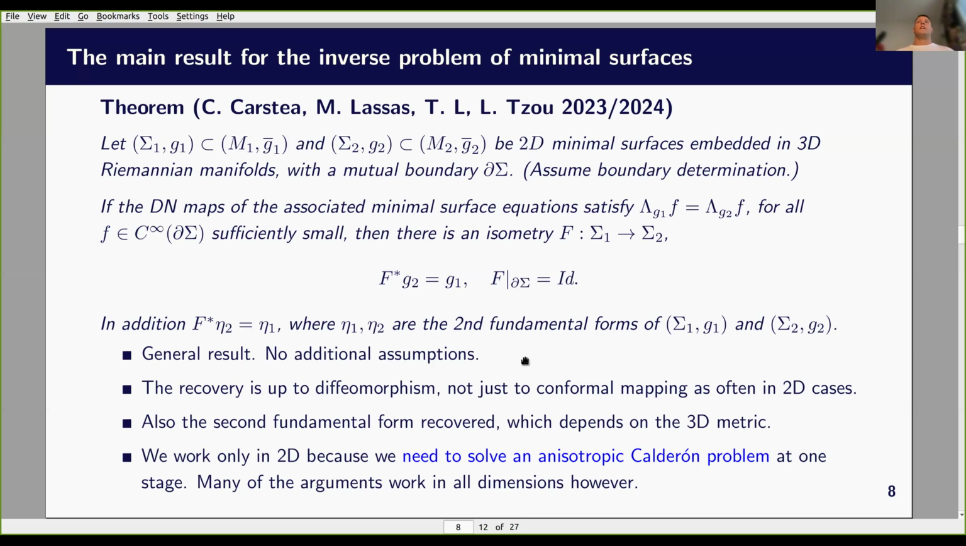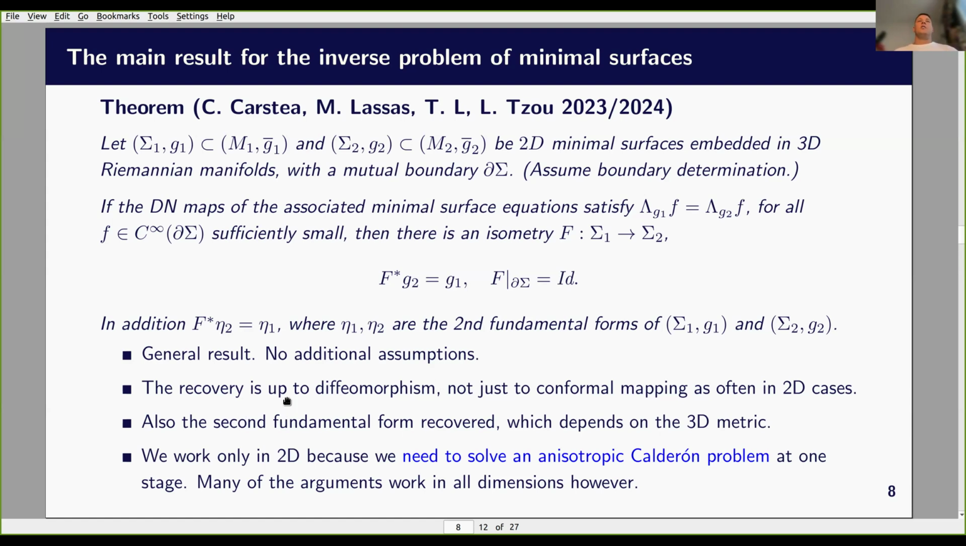So as you see, this result is general. There are no additional assumptions except this boundary determination. Why we assume this boundary determination is because in this business, you need to do quite a few boundary determination results, and they are not exactly the same. It's quite obvious how to do those, but to actually write them, it would probably be at least 10 pages, likely more. So we were a little bit lazy, to be honest.